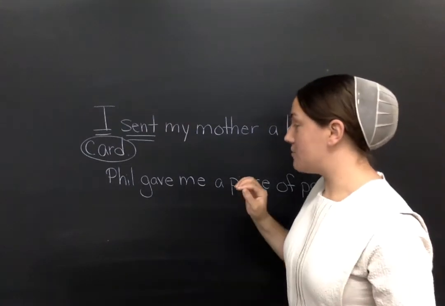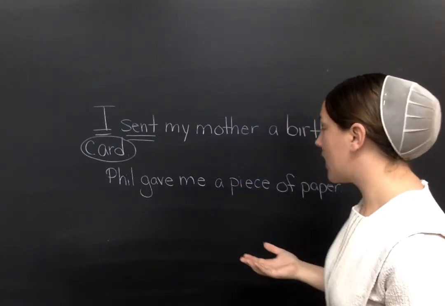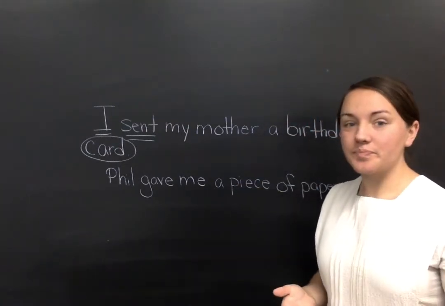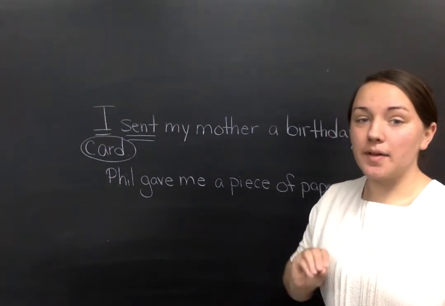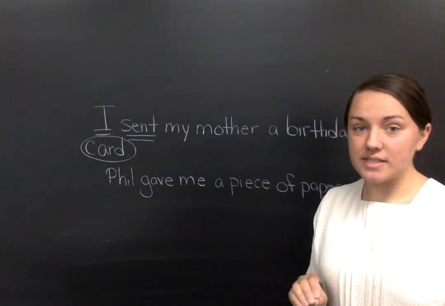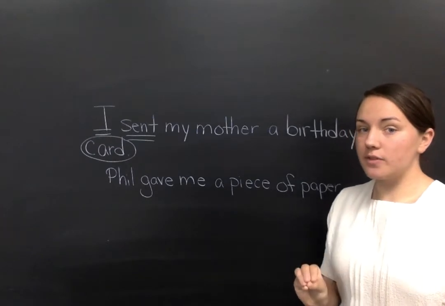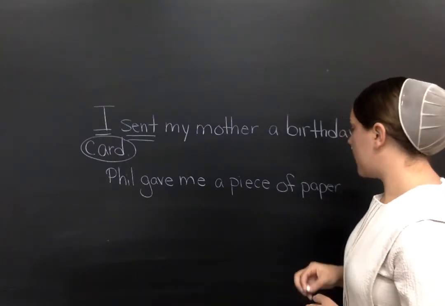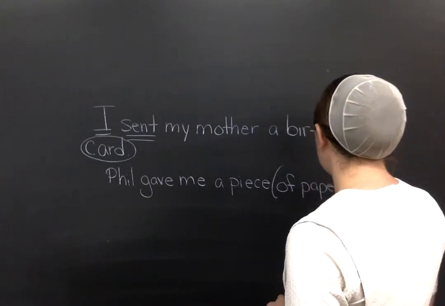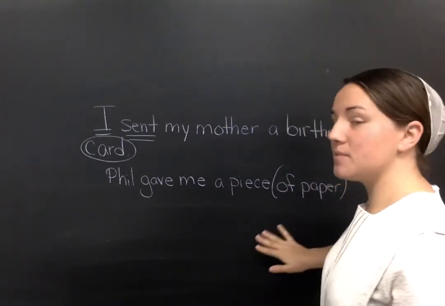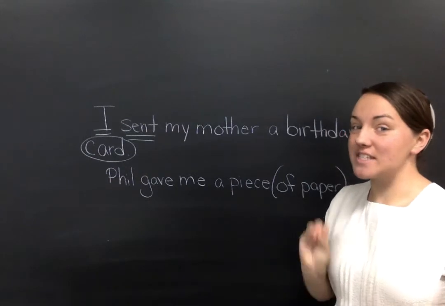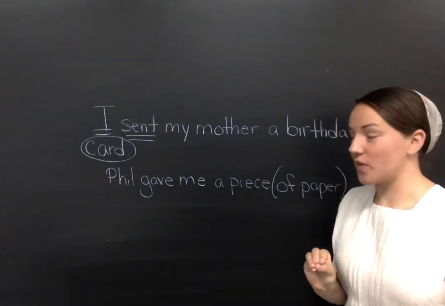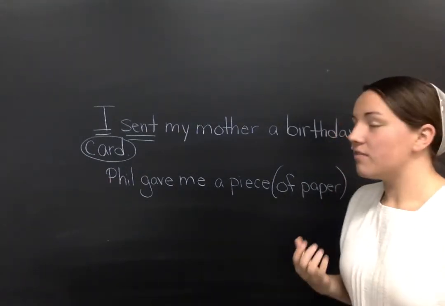Let's look for a direct object in the second sentence. Phil gave me a piece of paper. So first of all, let's put parentheses around our prepositional phrases to make sure we do not get them confused with what our direct object actually is. So here we have of paper. Now we know, because it's a prepositional phrase, our direct object is not going to be found in the prepositional phrase. Next, find your verb.